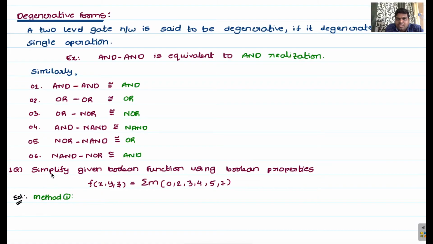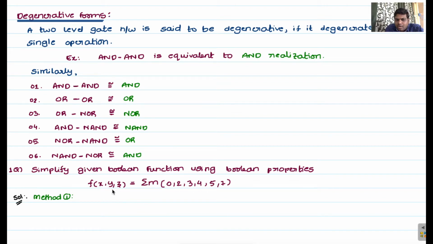Here the question is: simplify the given Boolean function using Boolean properties. The given Boolean function is f(x, y, z) = Σm(0, 2, 3, 4, 5, 7). That means 0, 2, 3, 4, 5, 7 are in active mode and the remaining combinations are in inactive mode. Sigma m means minterms, small m, so that we will get sum of products here.